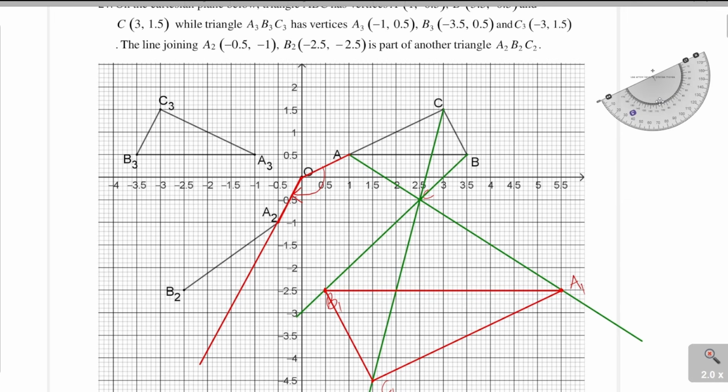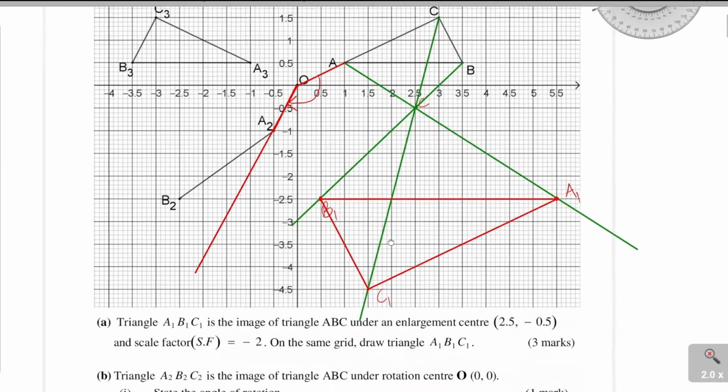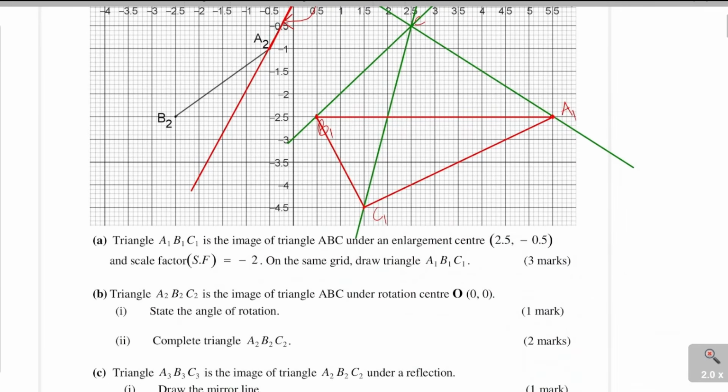Since we're measuring that angle in a clockwise direction, remember, for rotation in a clockwise direction, that will be negative. So the solution here is negative 143 degrees. Then complete it.